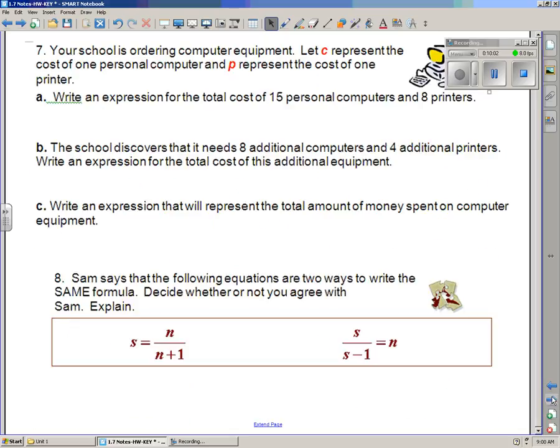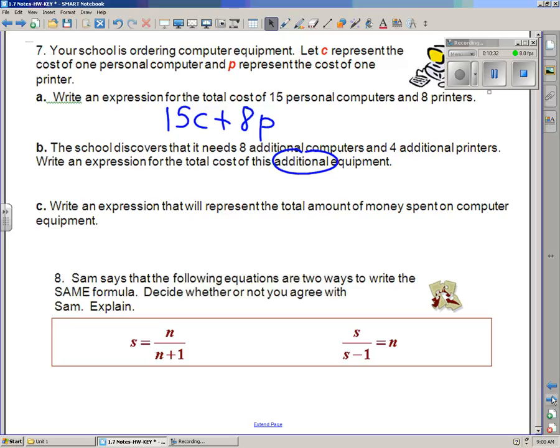And then you get into some word problems. Your school is ordering computer equipment. Let C represent the cost of one personal computer and P represent the cost of one printer. Write an expression, not an equation. Write an expression for the total cost of 15 computers and 8 printers. And then I would do it like this, 15C plus 8P. And then it says the school discovers that it needs 8 additional computers and 4 additional printers. Write the expression for the cost of the additional.